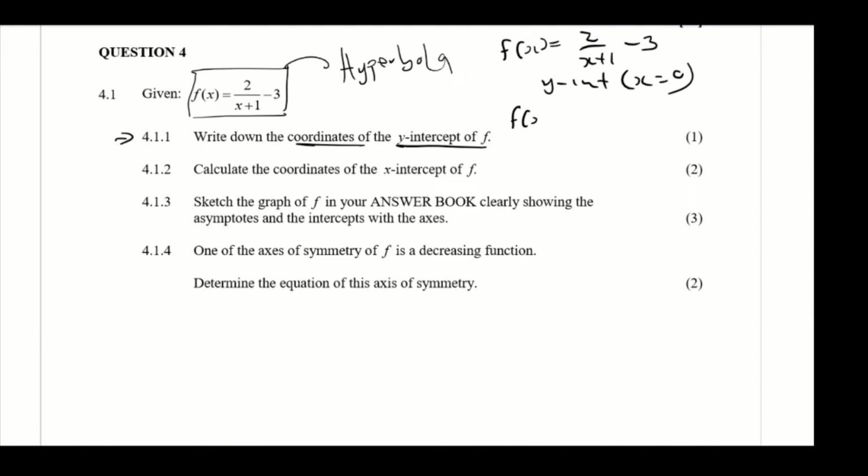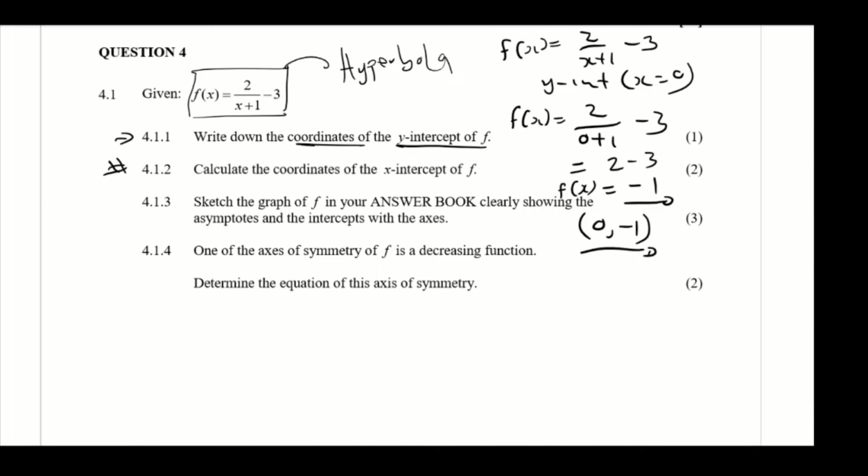So f of x is equal to 2 divided by 0 plus 1 minus 3, which is equal to 2 divided by 1 is 2, minus 3 is equal to minus 1. So this is your value of y. So in coordinate form, you're going to write 0 and minus 1. And then here in 4.1.2, we are asked to calculate the coordinates of the x-intercept of f.